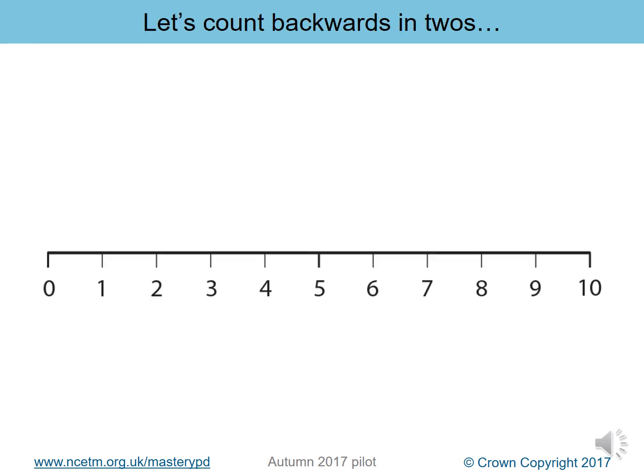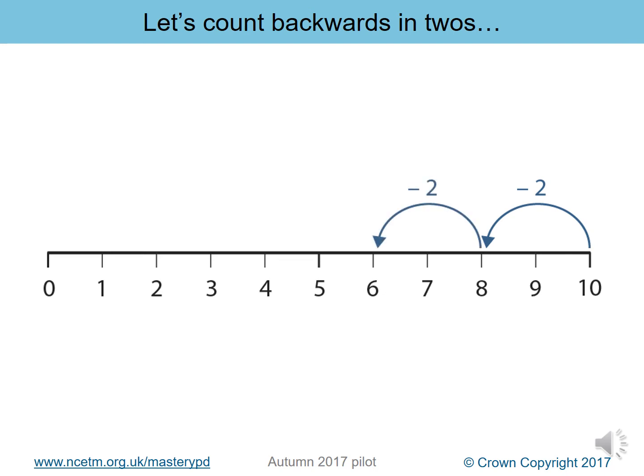So now let's have a look at counting backwards in twos, taking away 2. So we've added 2 to an even number to give us an even number, and added 2 to an odd number to give us an odd number. So I wonder what's going to happen when we take away 2. Let's have a look. So here we start at 10, we take away 2, it takes us to 8. Is 8 an odd or an even number? It's another even number, isn't it?